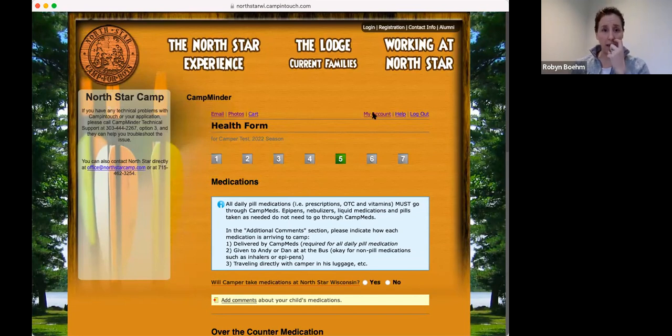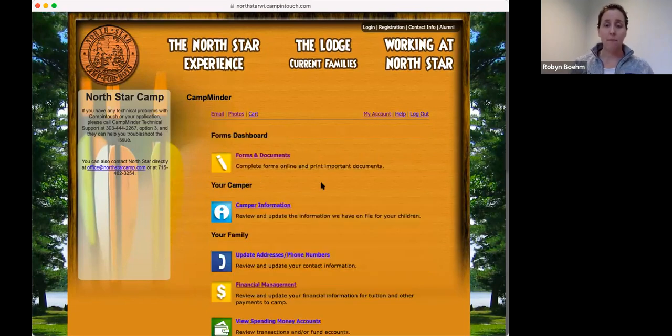I'll also note that Campmeds has a deadline of processing orders 6 weeks before the camp session starts. So depending on whether you're a first session or second session camper, their deadline and cutoff for putting in orders is always 6 weeks in advance. So I recommend once again that you start early when it comes to filling out the health forms and submitting your Campmeds order.